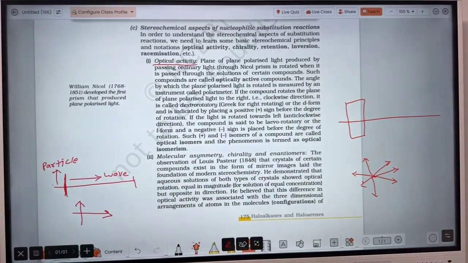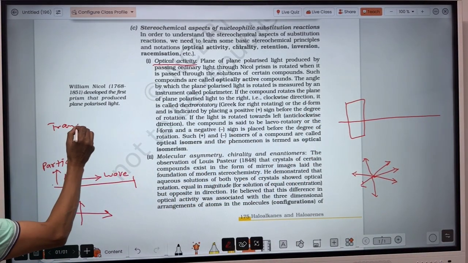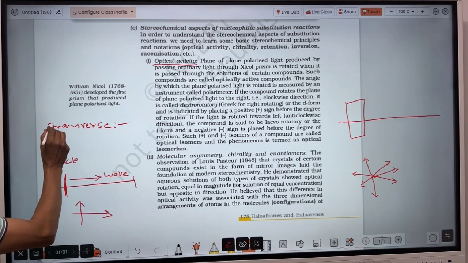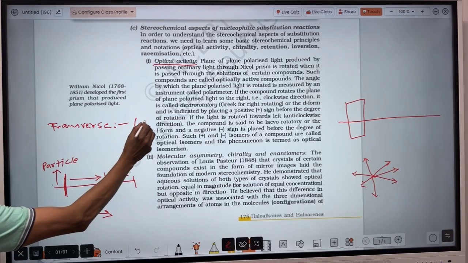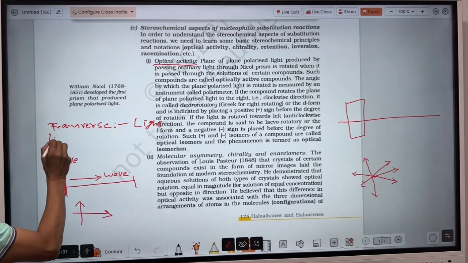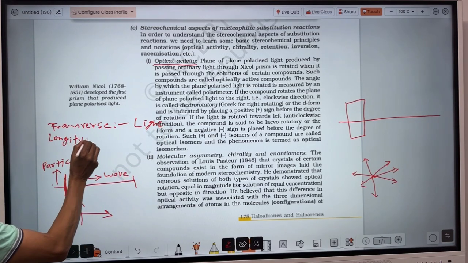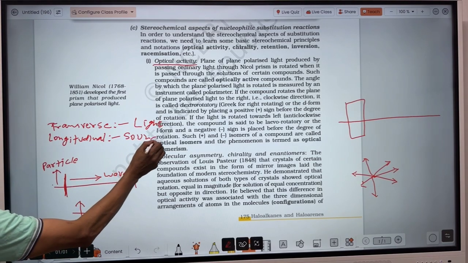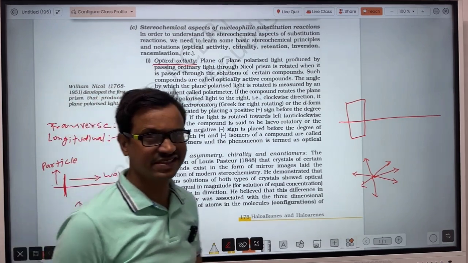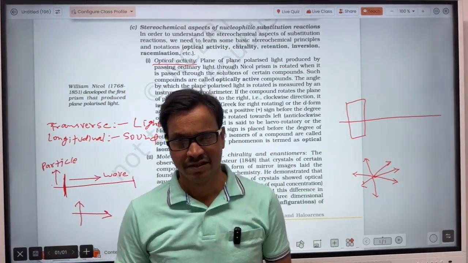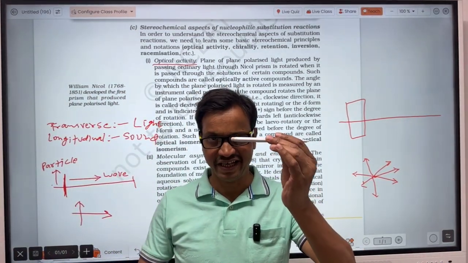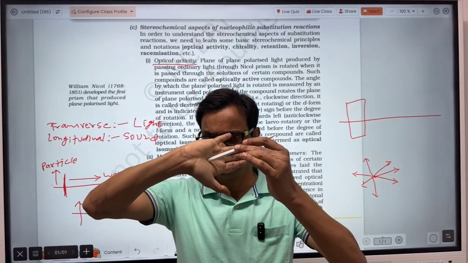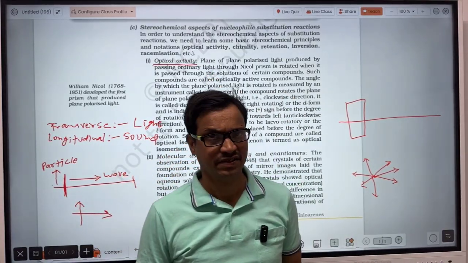Transverse wave, light. So which type of wave is light? Light is a transverse wave. Light is the example, and the example of a longitudinal wave is the sound wave. So one point is clear, that there will be infinite planes perpendicular to a line, and light is a form of transverse wave.